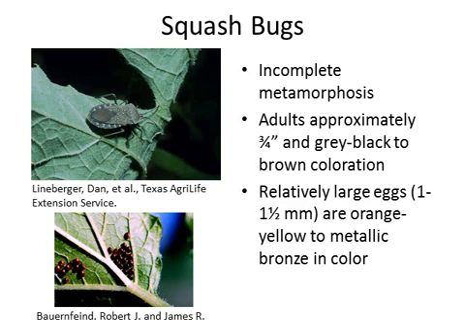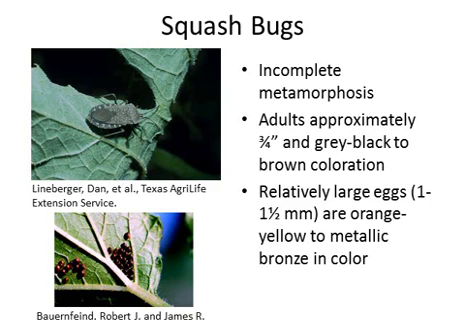Squash bugs are a major pest of pumpkins in Kansas. Adult squash bugs can be identified by their large size, about 3/4 of an inch, and overall gray-black to brown appearance. They are in the Hemiptera order, also known as true bugs, and go through incomplete metamorphosis.